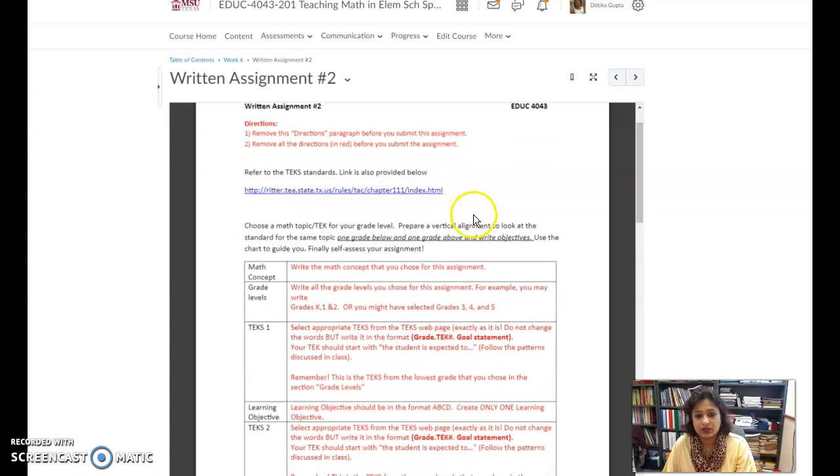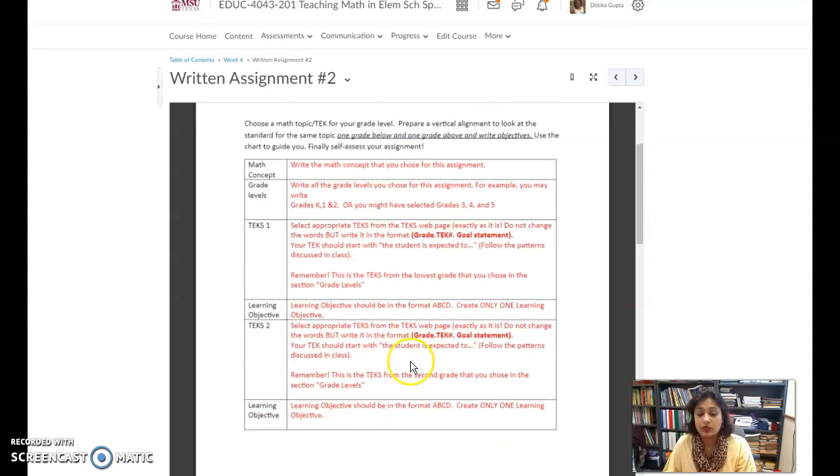So basically, assignment 2 is you being able to do a vertical alignment along with being able to write an objective in an ABCD format. You are going to choose grade level kinder, first or second, or you might choose 3, 4 or 5. You could choose 1, 2 and 3 also. That does not make a difference. I would strongly recommend choosing your grade level and going one before and one after.